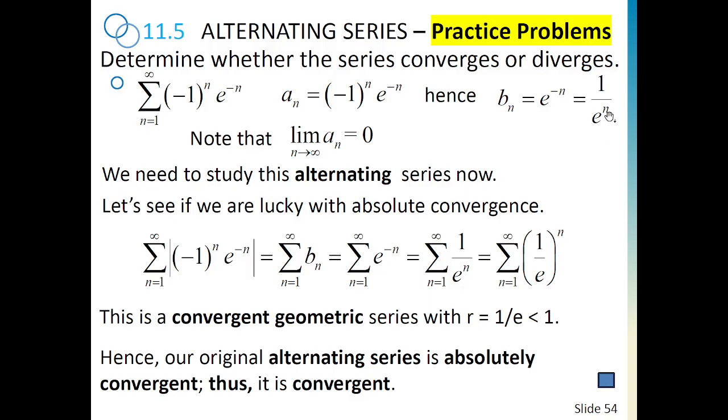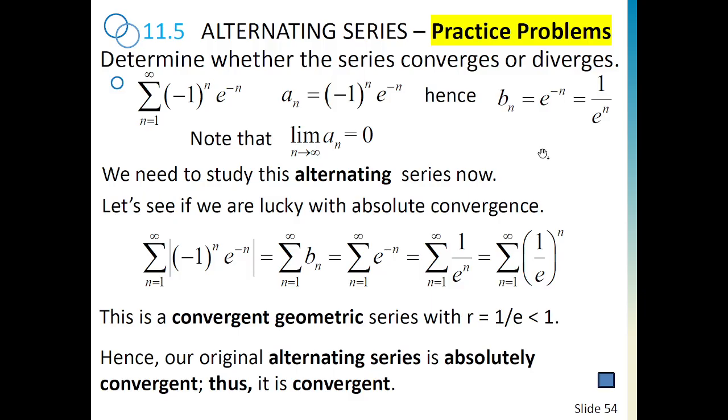It's easy to see that when n goes to infinity, this term here goes to 0, so the first condition is satisfied. And the second condition for the alternating series test is to check that b_(n+1) is smaller than b_n, which is obvious. e to the power n plus 1 is bigger than e to the power n, so 1 over e to the power n plus 1 is smaller than 1 over e to the power n. So both conditions are satisfied, so that's easy to check. So we could easily see that this alternating series is convergent by the alternating series test.